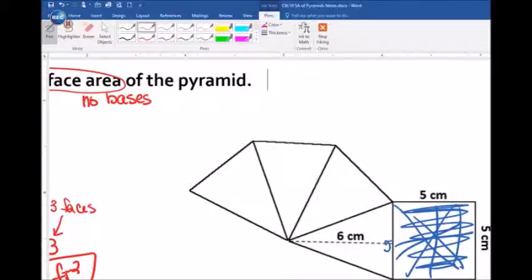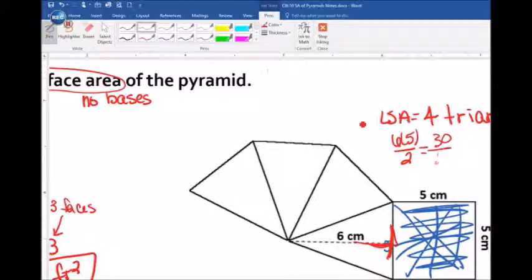So my lateral surface area is going to have 4 triangles, and it appears that they are all 6 by 5. So if I have 6 times 5 divided by 2, because it is a triangle, 30 divided by 2 is 15. The area of each one of these triangles is 15.